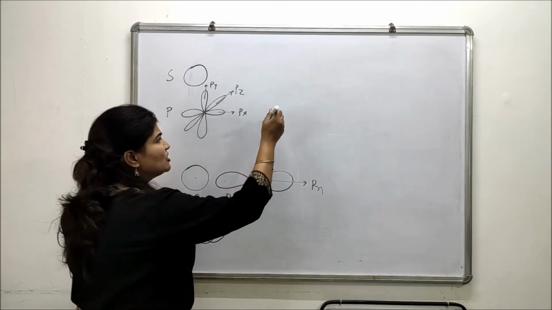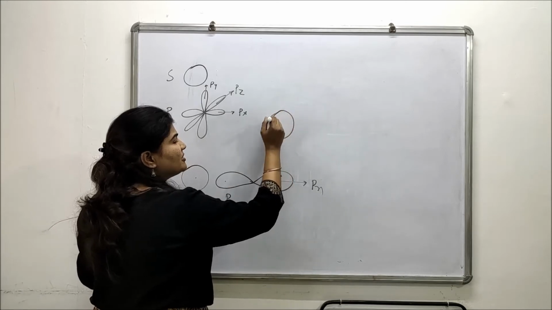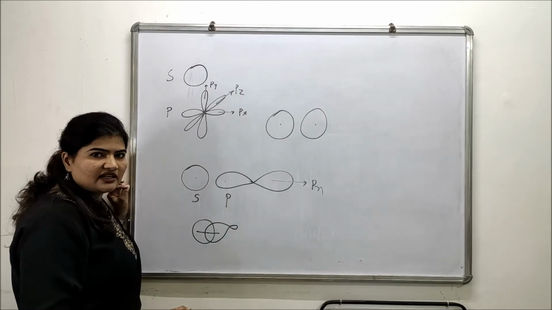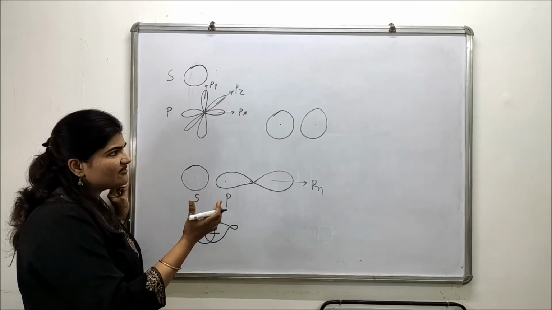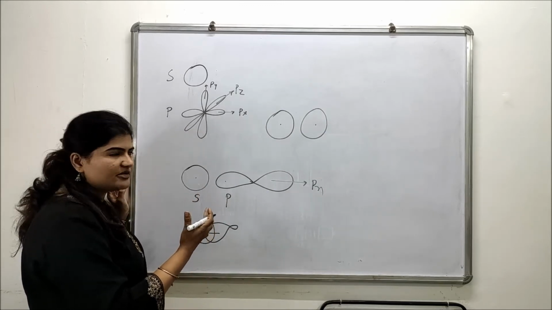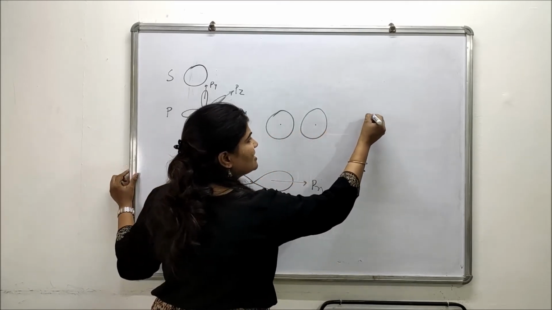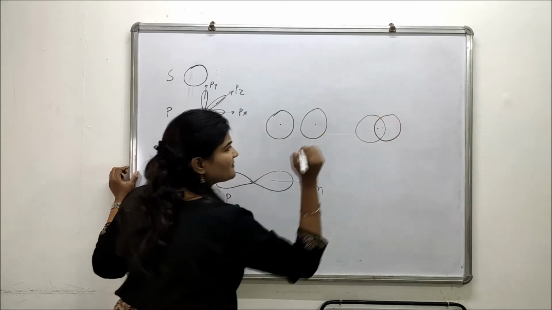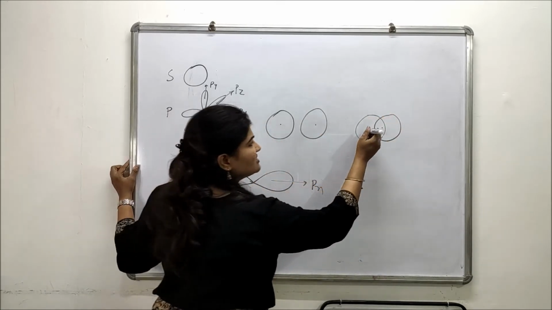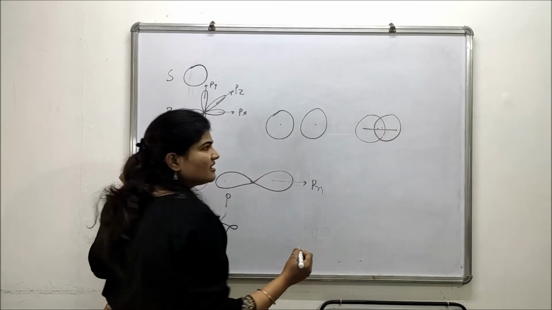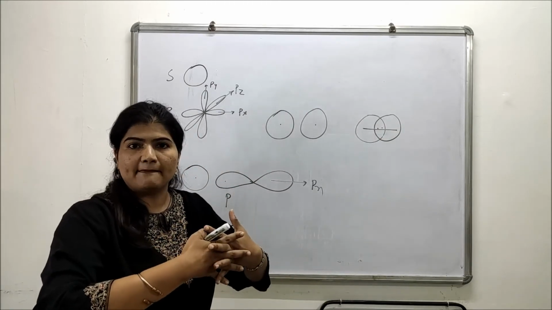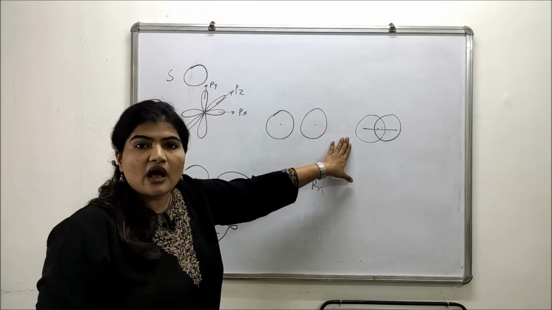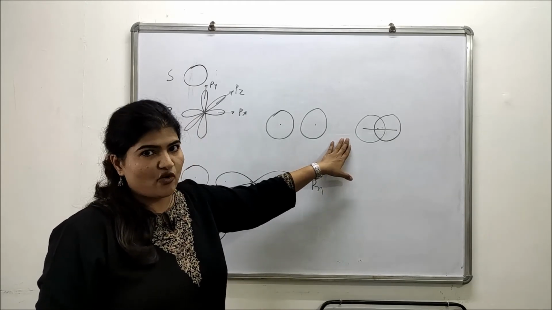Another example I will give you. Suppose I have one s orbital of one atom and another s orbital of another atom. Now s orbitals do not have any directional properties. So this s and this s, when they overlap each other, will form a structure like this. You can see there is end to end overlap. There is axial overlap, right? This is how a sigma bond is formed.